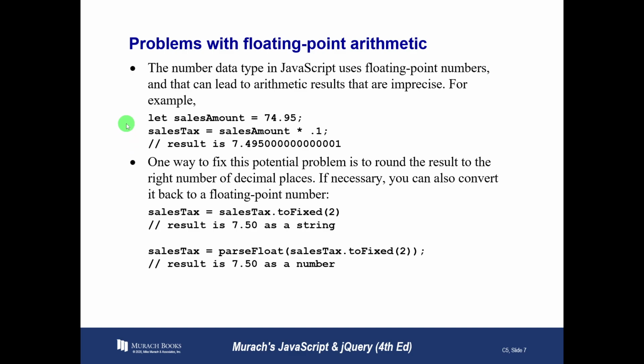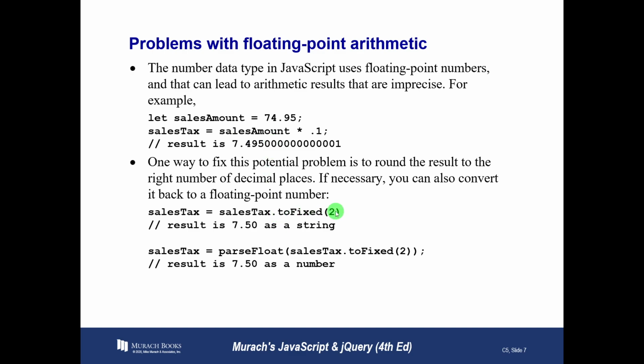Floating point arithmetic is something we also need to be careful of. The number data type in JavaScript uses floating point numbers, and we can get rounding errors because of that. So here's an example. They're creating let sales amount equal 74.95. Here we're going to multiply that by 0.1 to find the sales tax, a 10% sales tax. That's pretty extreme. And then the result, instead of being $7.50, ends up being 7.49500000001.